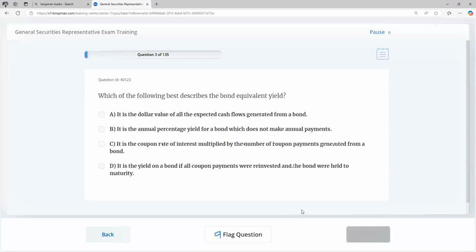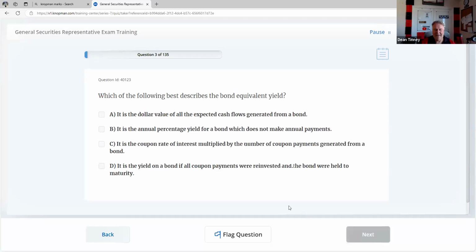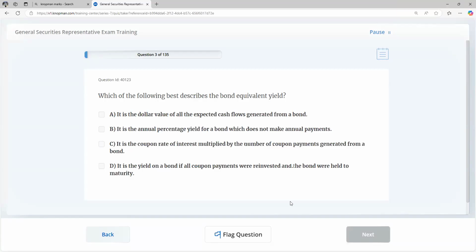Yes, I know that. Which of the following best describes the bond equivalent yield? Bond equivalent is the dollar value of all expected cash flows. It is the annual percentage yield of a bond, which is a coupon rate of interest multiplied by the number.